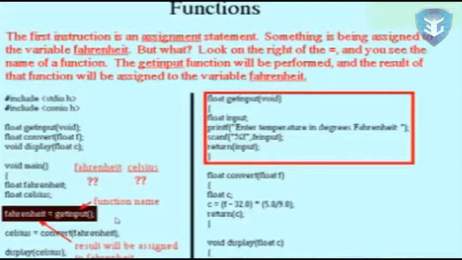Here's an assignment statement where we call the getInput function. We have the function name, and its result will be assigned to the variable called Fahrenheit. Remember that an assignment statement usually has a variable or a port on the left and some kind of expression or a value on the right. In this case, it's an expression. It's even a function call. This is the getInput function that actually does it.